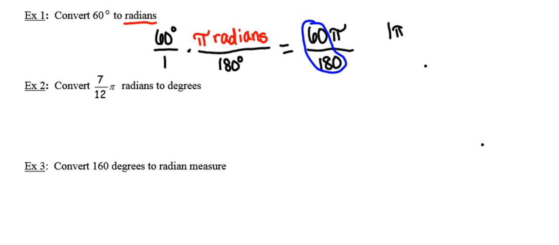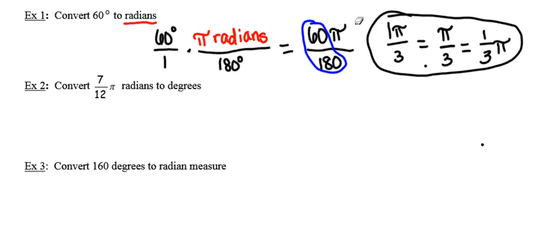So this is 1 pi over 3, which could also be written as pi over 3, or you may also see it written as 1/3 pi. And you need to recognize and be able to make the determination that all 3 of those are different ways of representing the exact same value.